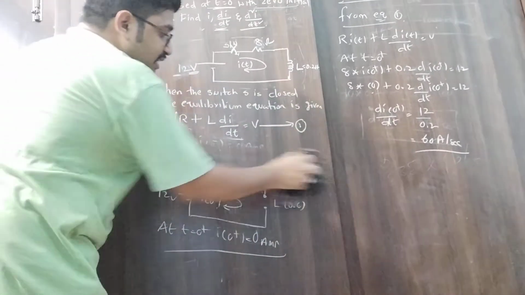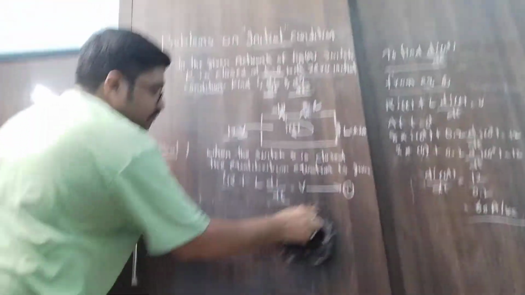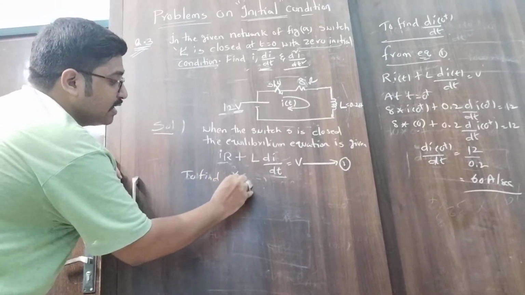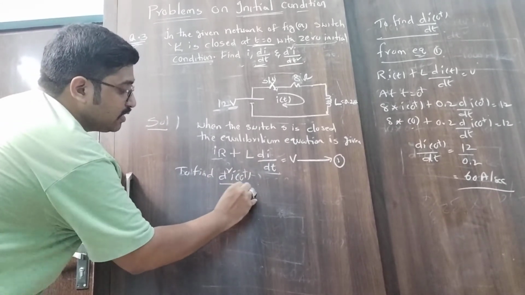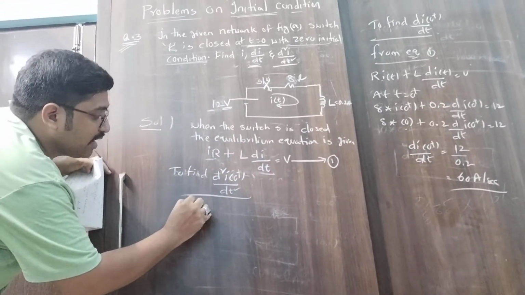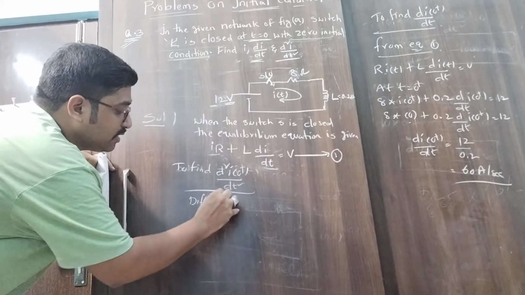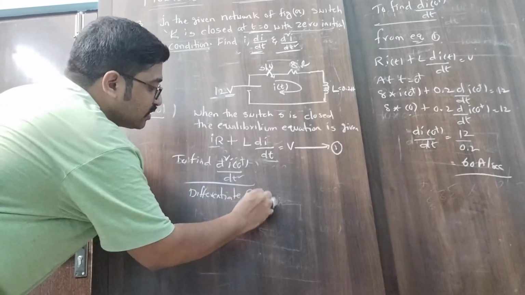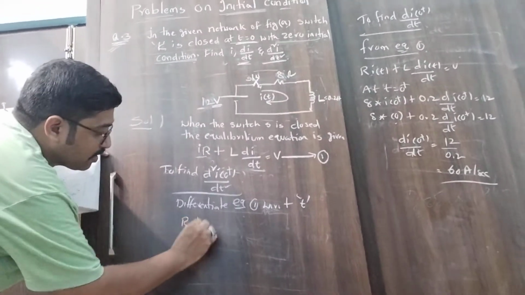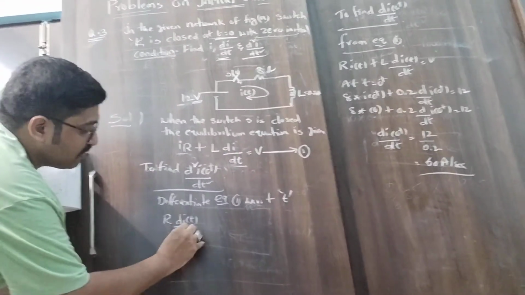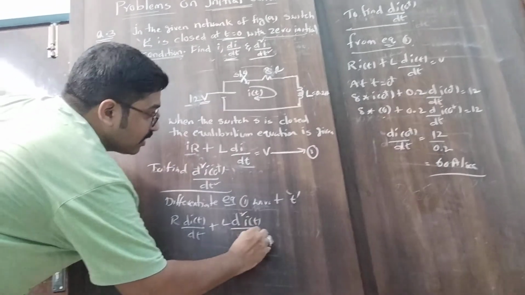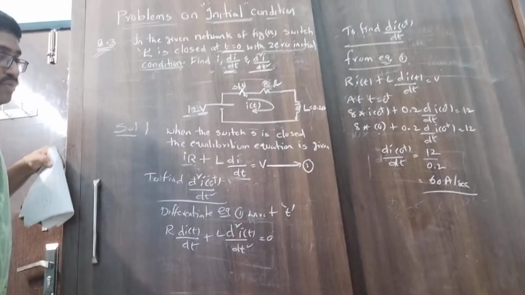Now I differentiate equation 1, because we need to find d square I of 0 plus divided by dt square. This is the last step. So I need to differentiate equation 1 with respect to time t. What we are going to get is R into di of t divided by dt plus L into d square I of t divided by dt square is equal to 0.